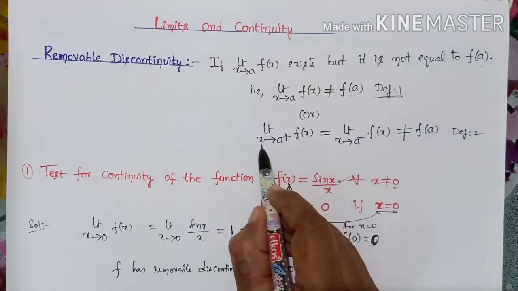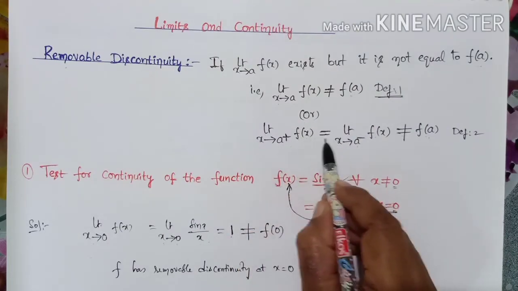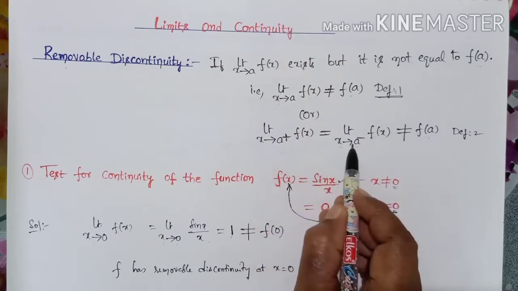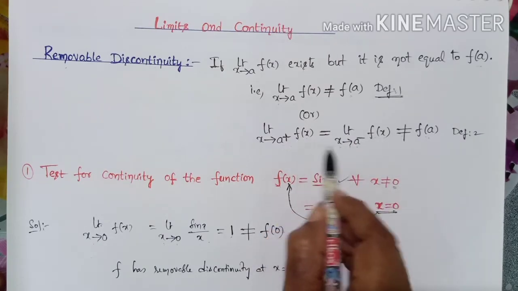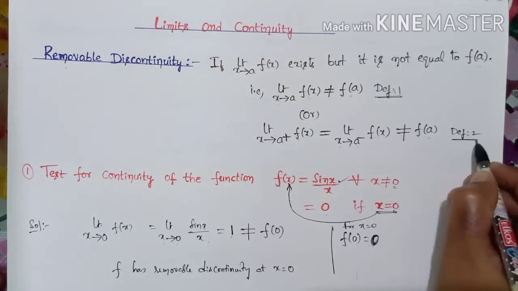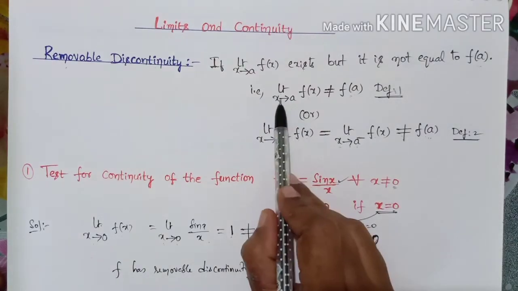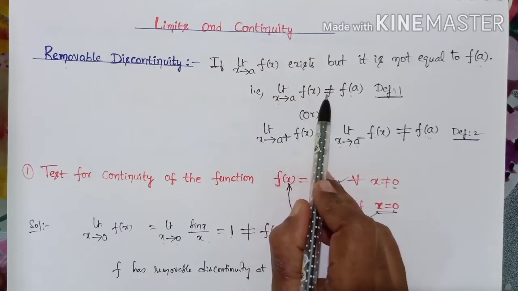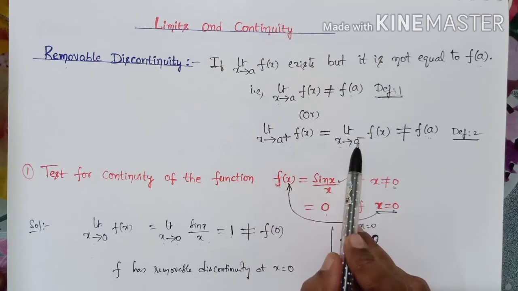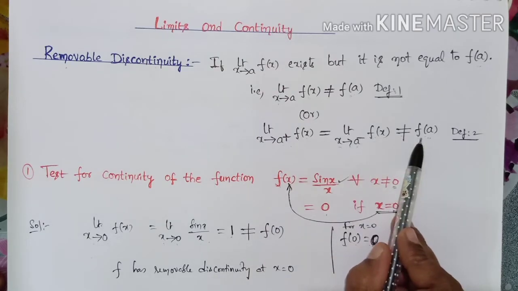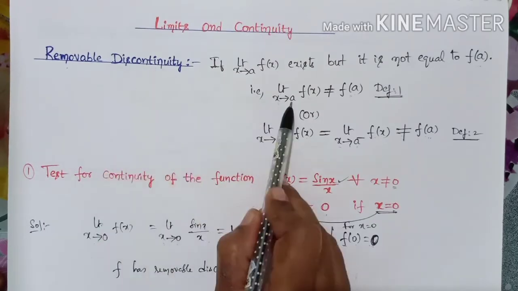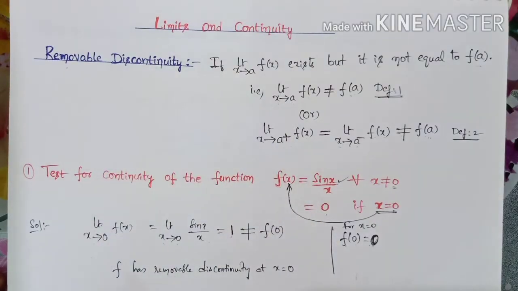Or the limit as x tends to a plus of f(x) is equal to the limit as x tends to a minus of f(x). The right-handed limit must be equal to the left-handed limit, but both are not equal to f(a). We call this definition 2. So if the limit as x tends to a of f(x) is not equal to f(a), or the right-handed limit is equal to the left-handed limit but both are not equal to f(a), then we say f has a removable discontinuity at a.